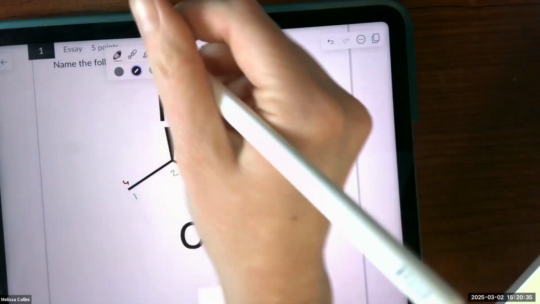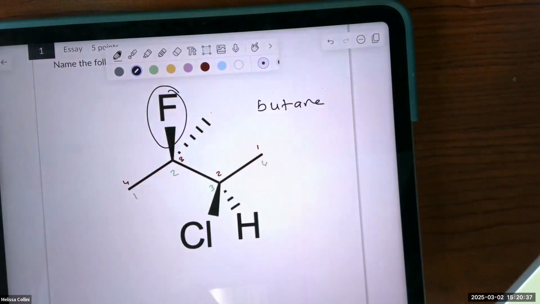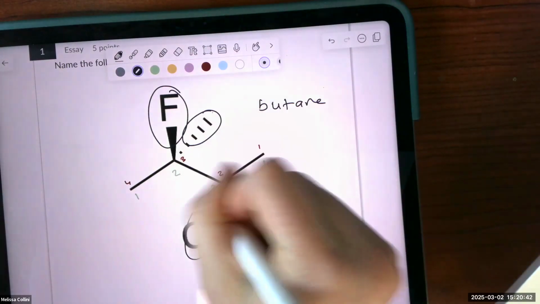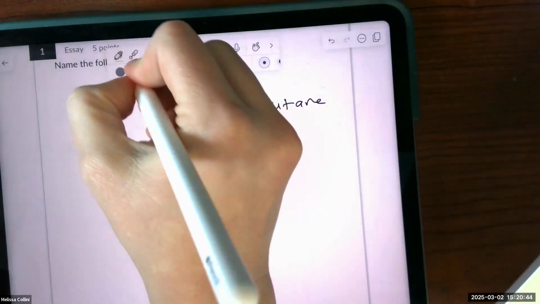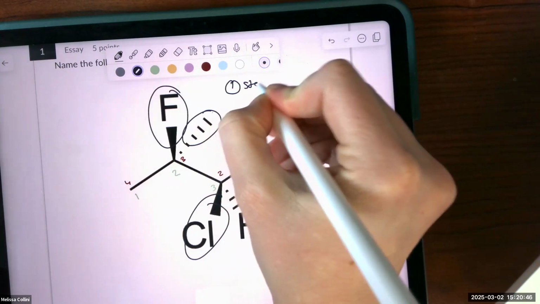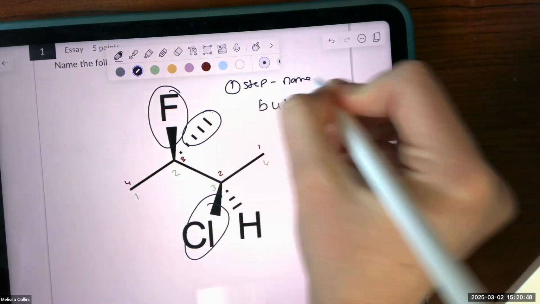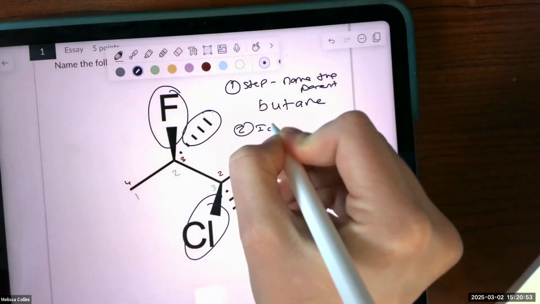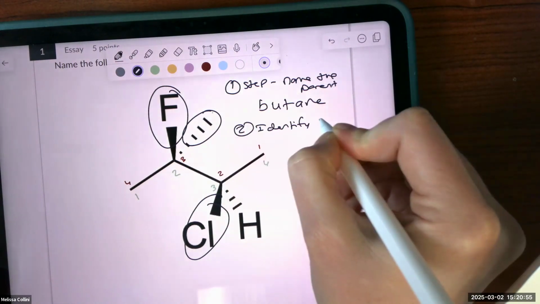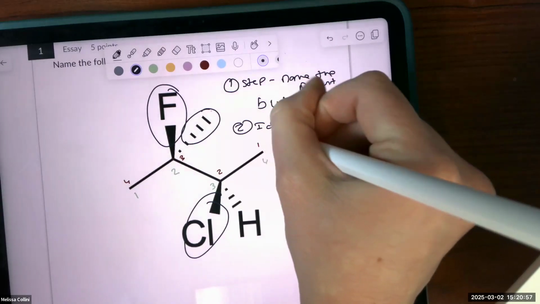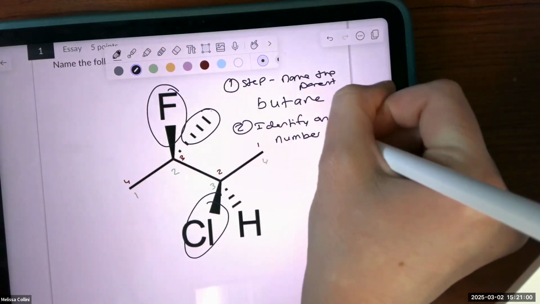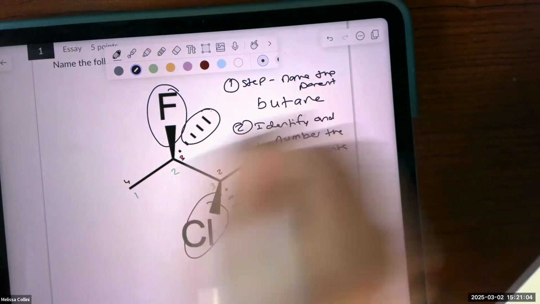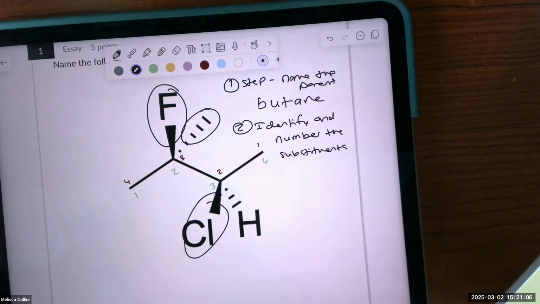And then we find our substituents. So here's one substituent, and here's another substituent and a third substituent. The first step we did is step one, name the parent chain, which we already did. And then step 2, identify and number the substituents. So identifying and numbering the substituents.